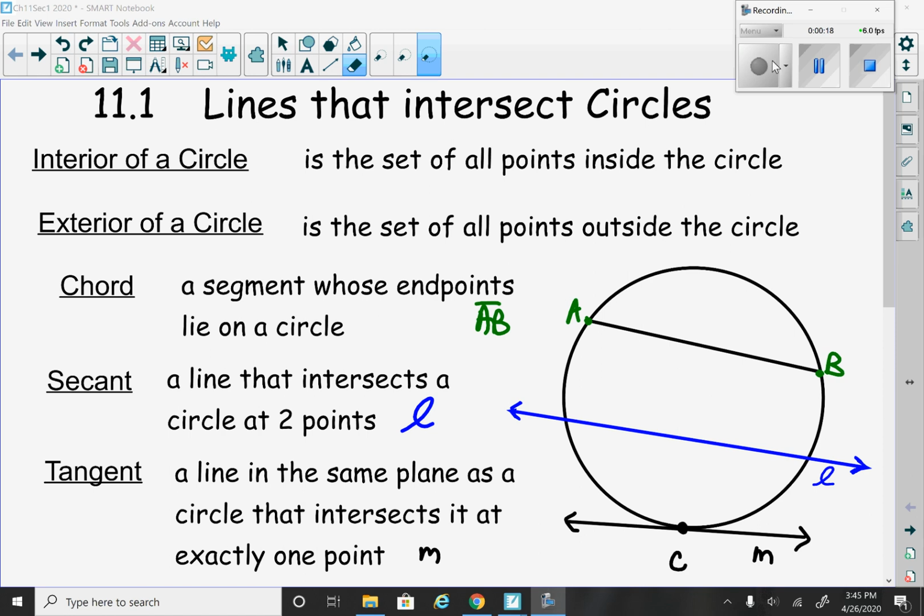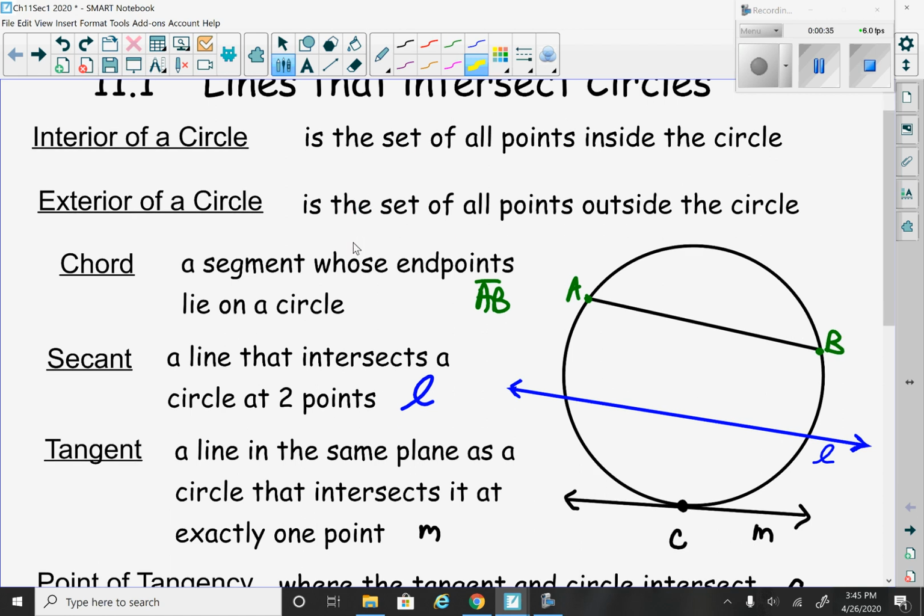The first two, interior of a circle and exterior of a circle, you don't necessarily have to write down unless you'd rather. Obviously, the interior of a circle refers to all of the points that are inside the circle. The exterior of a circle is all the points outside the circle. I just want to make you aware of those two first.